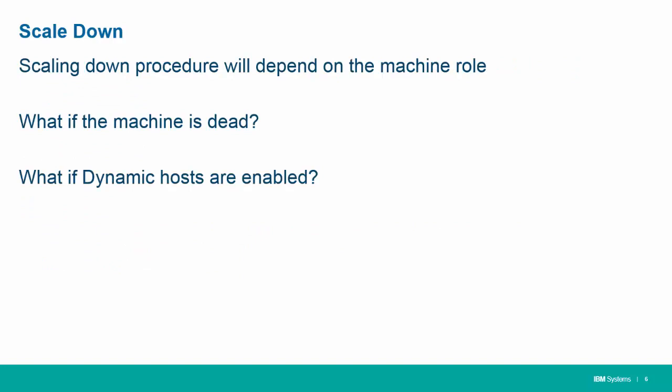So some things to note: the process or procedure you're going to use will depend somewhat on the state of the machine. If the machine's dead, obviously you won't be able to remove the software from it, so we'll just look at the manual steps necessary to change the configuration. And you may also have dynamic hosts enabled, so you want to make sure that any hosts that you do remove don't magically reappear again.